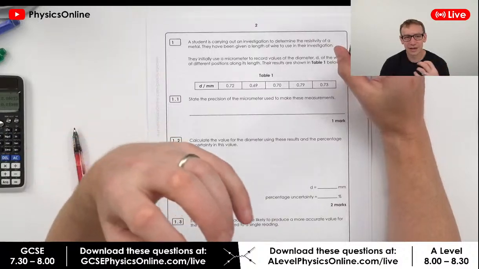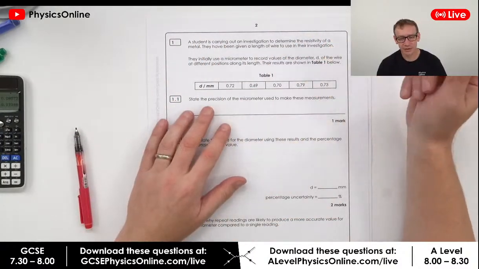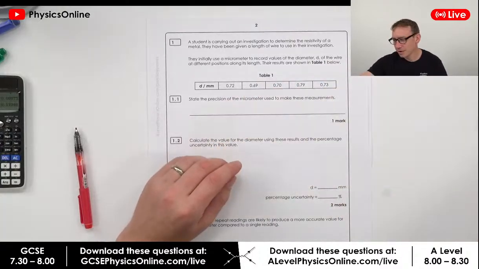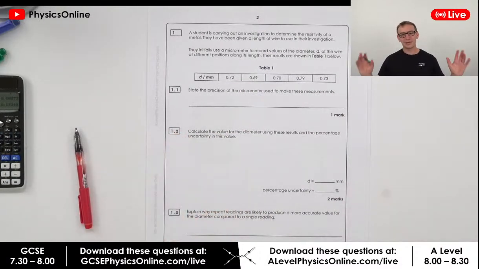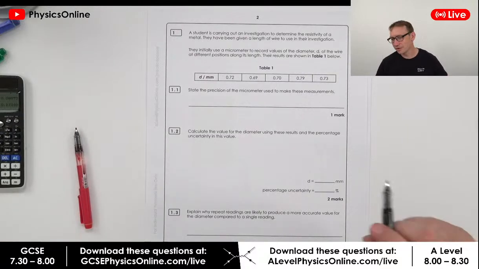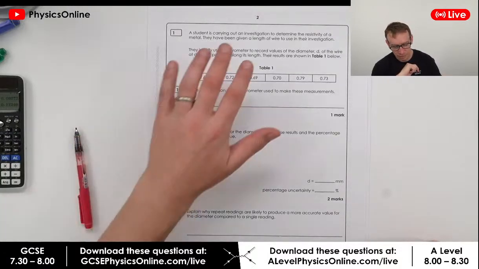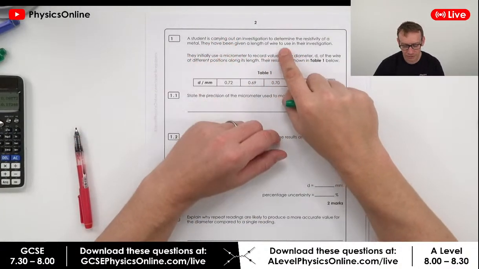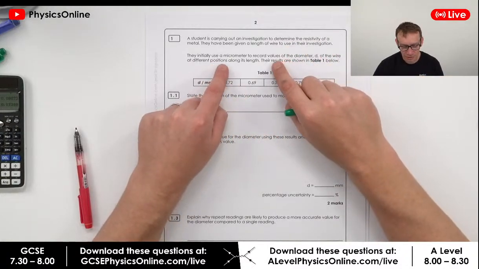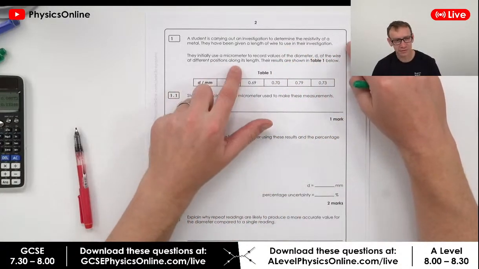So these questions are about the physics and about how to approach exam style questions. The first question says, and of course play along at home if you want to, and say hello in the chat, I do read the chat as we're going along: State the precision of the micrometer used to make these measurements. We've got some information about a piece of wire used in the investigation. They use a micrometer to record values of the diameter at different positions along its length.